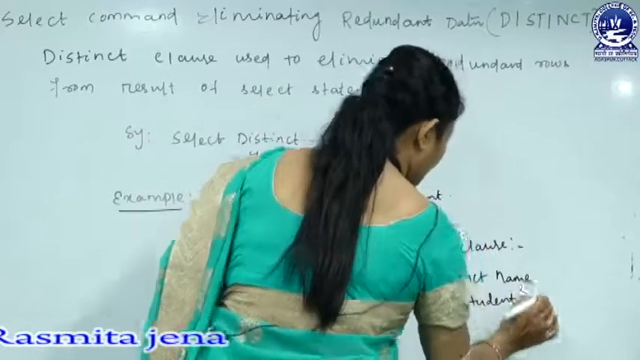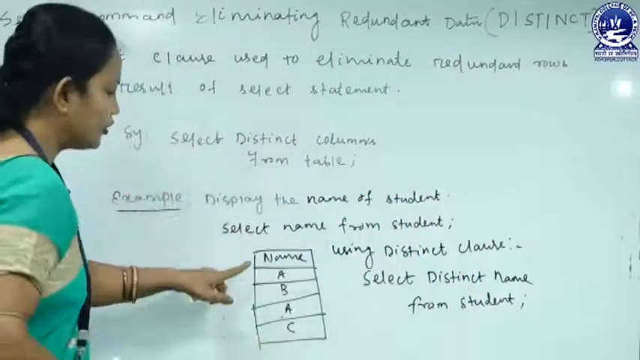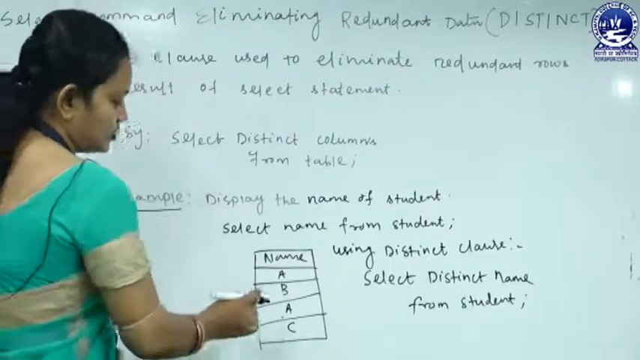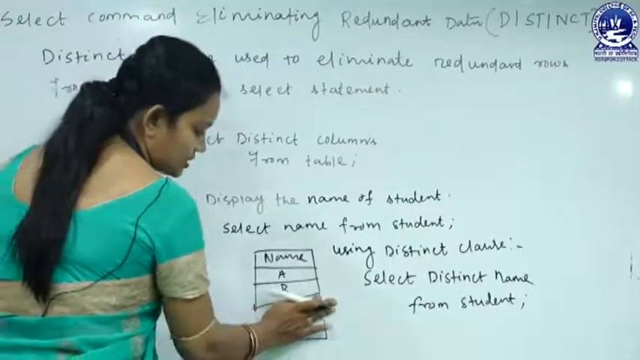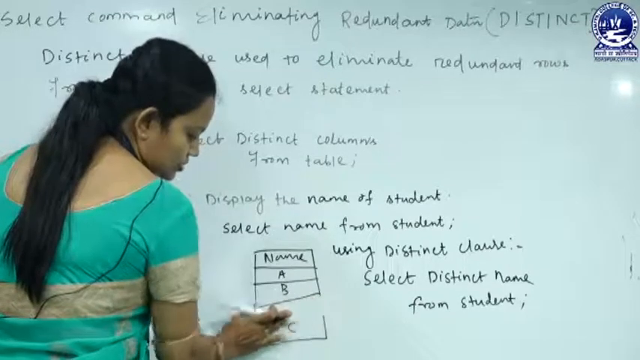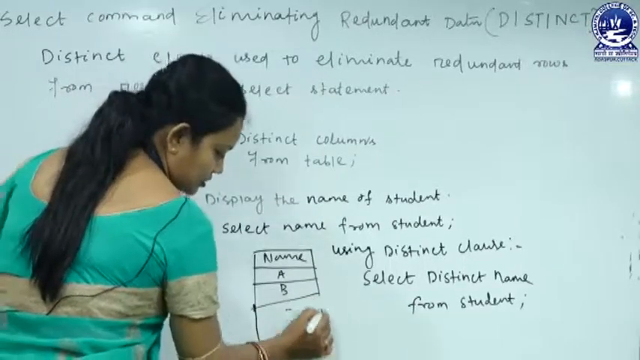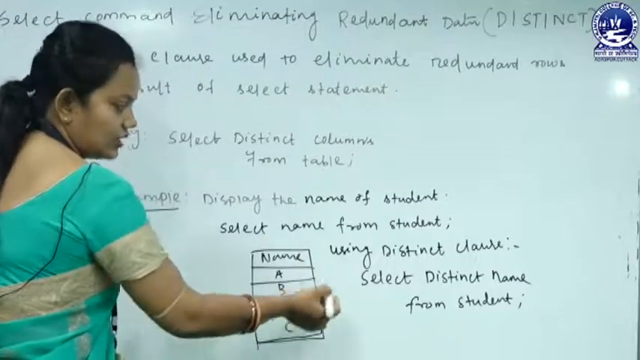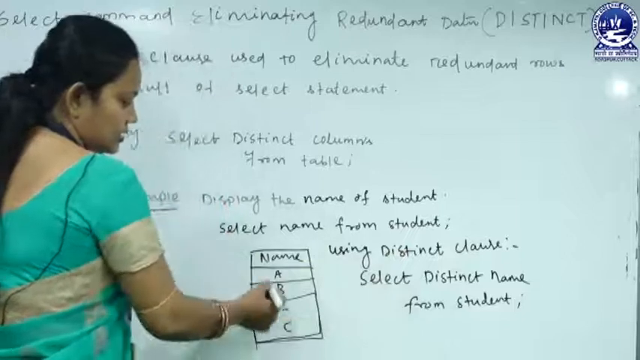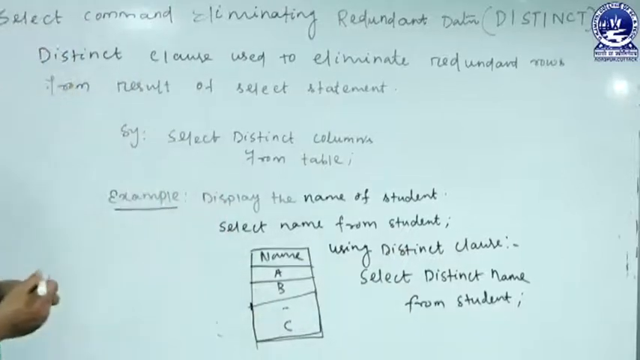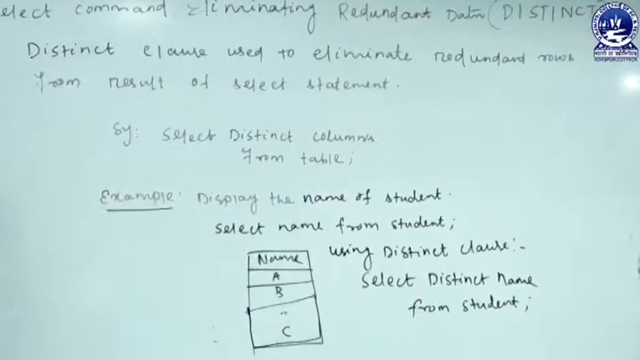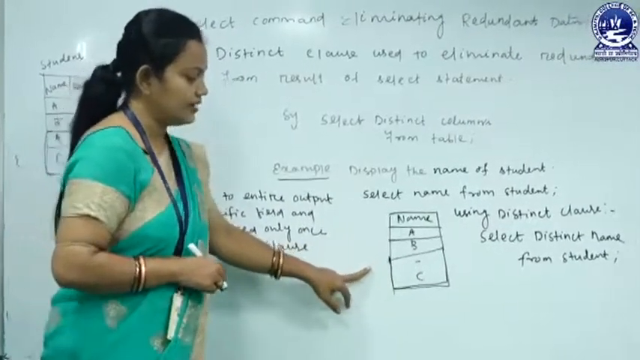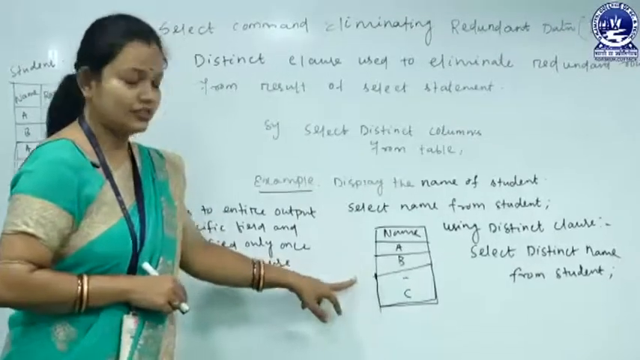Then what will be the output? The output removes the duplicate data from the result. That means this tuple is removed, so the result is this much, and the names of the students are A, B, C. You can see that by using the distinct clause, it removes the duplicate data from the resultant relation.